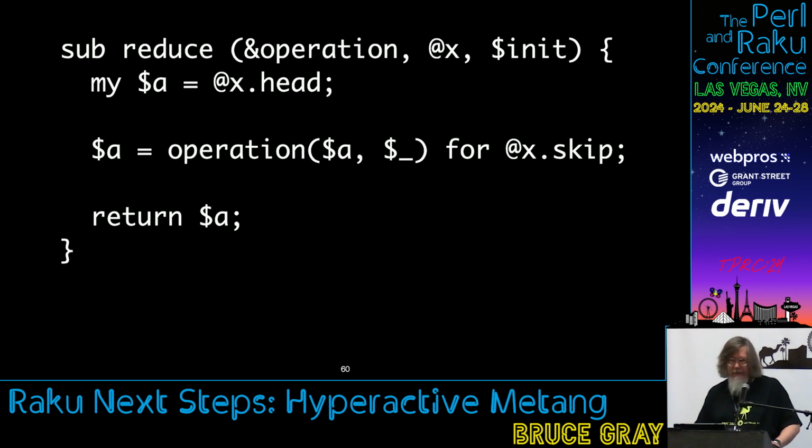Instead of using an initializer, we're going to use the first element from the array. And instead of going over the entire array, we're going to use .skip to say the entire array except the first one. Now we don't need the initializer anymore. And the only thing we have to pass in uniquely is the operation.